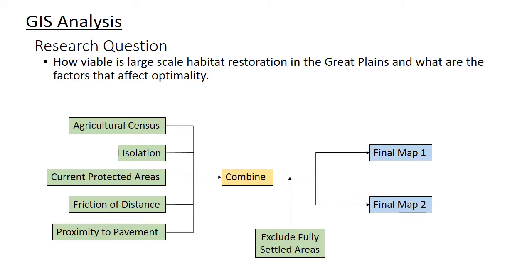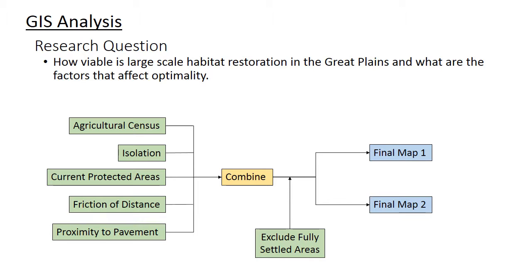Once again, the research question for this project is, how viable is large-scale habitat restoration in the Great Plains, and what are the factors that affect optimality? Now to accomplish this, I will take a similar approach to the Leaked article. So first, I'll choose various variables that indicate optimality, which are in this diagram here in the green, and I do this to avoid making the same mistakes as the Poppers. The use of multiple variables creates a more well-rounded picture.